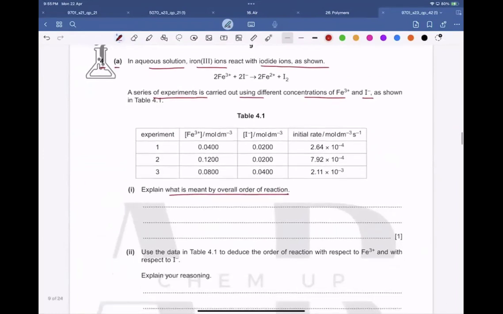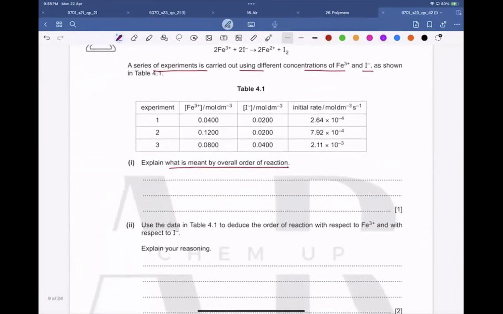So, if you have to write the overall order of a reaction, you can write it is the sum of the power to which the, because the overall order is identified by summing up the orders.